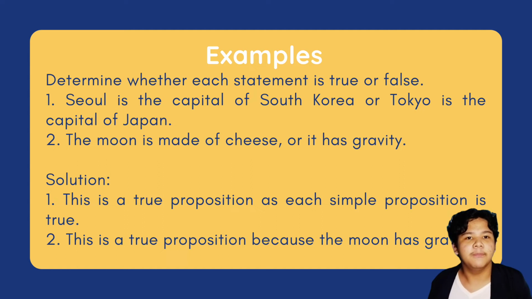Examples. Determine whether each statement is true or false. Seoul is the capital of South Korea, or Tokyo is the capital of Japan. The moon is made of cheese, or it has gravity. Now for the answers. Number 1 is a true proposition as each simple proposition is true. Number 2 is a true proposition also because the moon has indeed gravity.